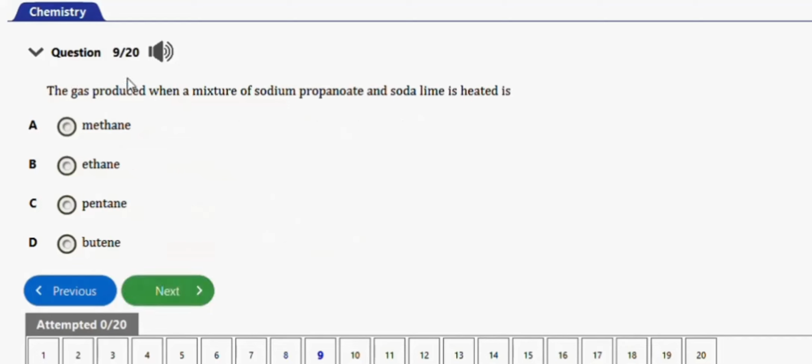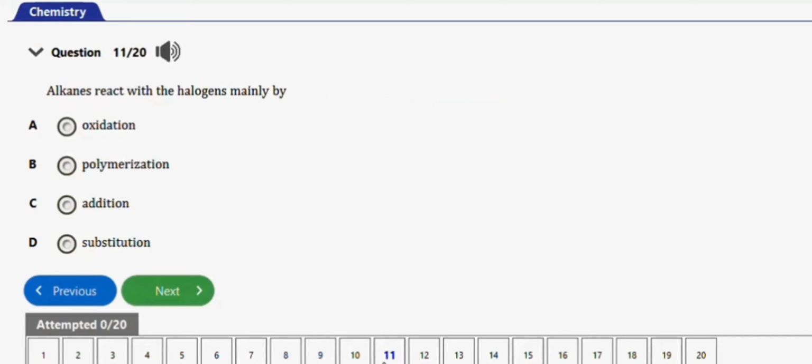The next question says the gas produced when a mixture of sodium propanoate and soda lime is heated is... The right answer is option B, ethane. Alright, very important. The next question says alkanes react with the halogens mainly by substitution. Option D, very important. Guys, alkanes basically undergo substitution reactions and not addition reactions. The reason is that they are saturated hydrocarbons.